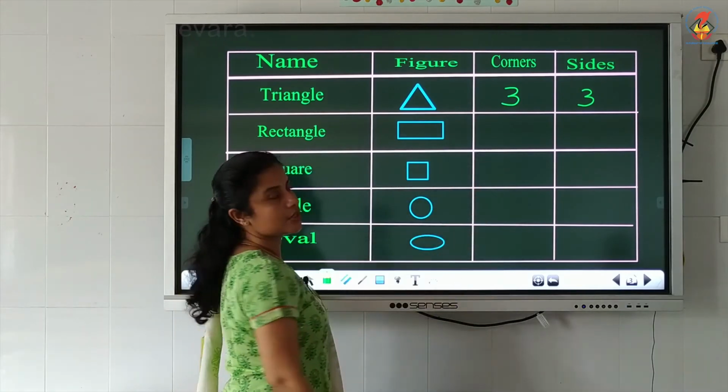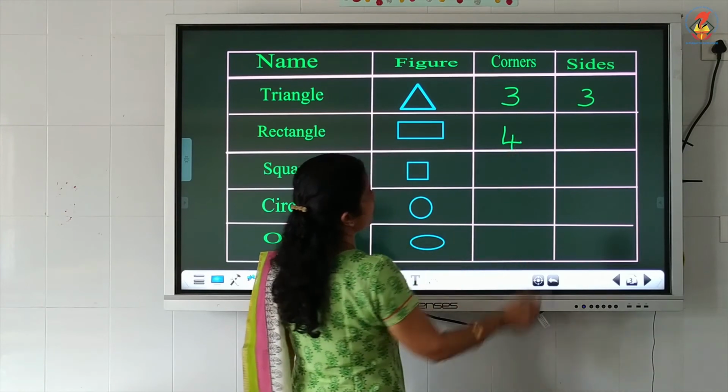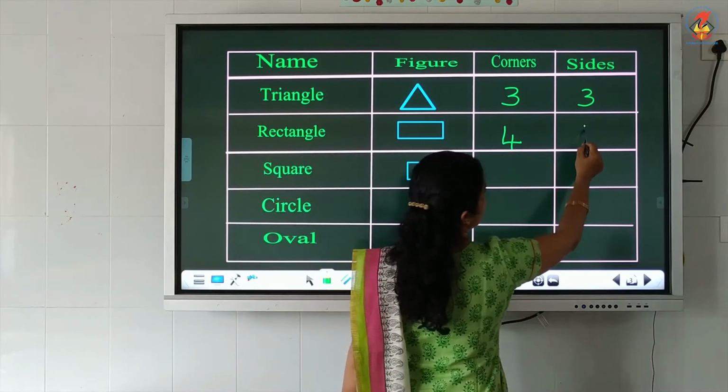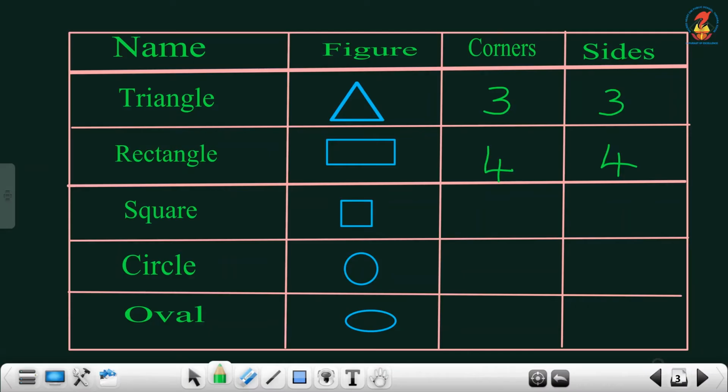How many corners for a rectangle? 4 corners. And how many sides? 4 sides. Now what is the next figure? Square. S-Q-U-A-R-E, square. This is the figure of the square. How many corners for a square? 4. And sides also 4.